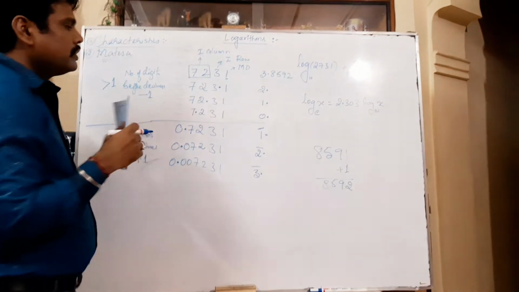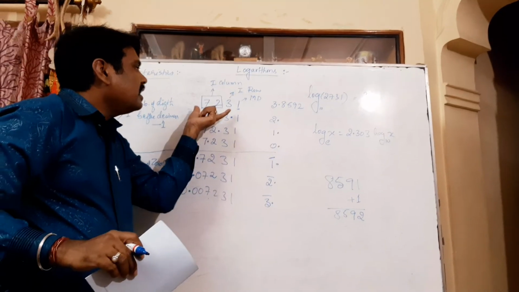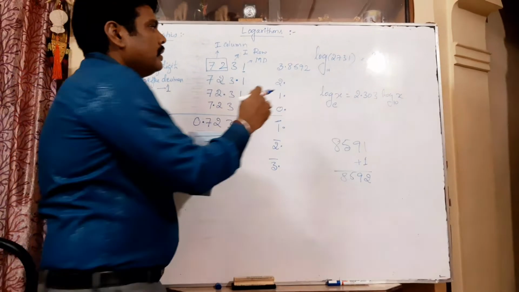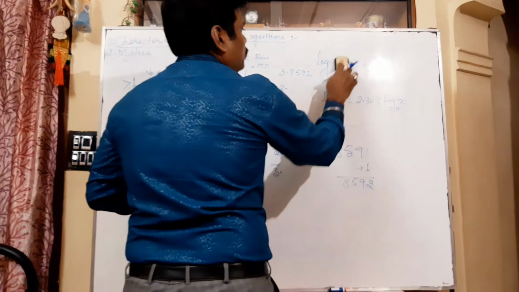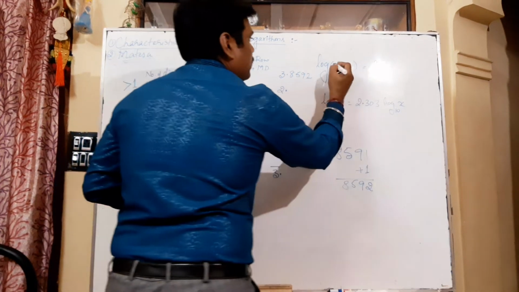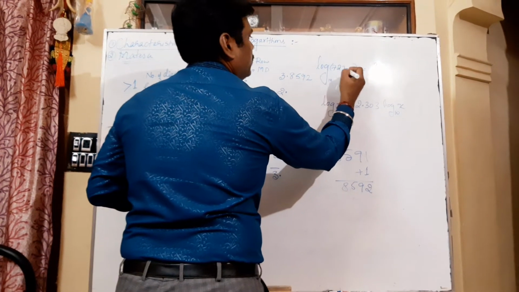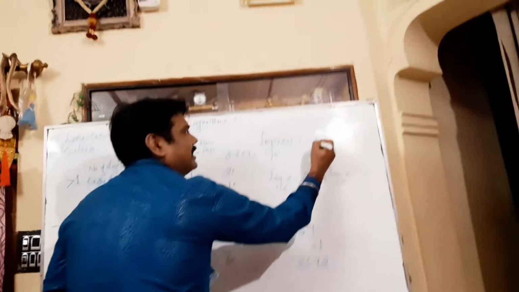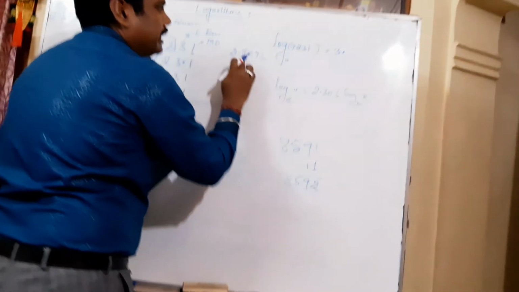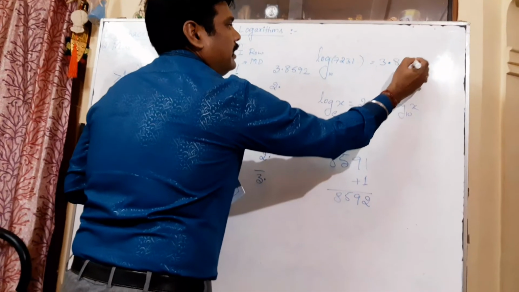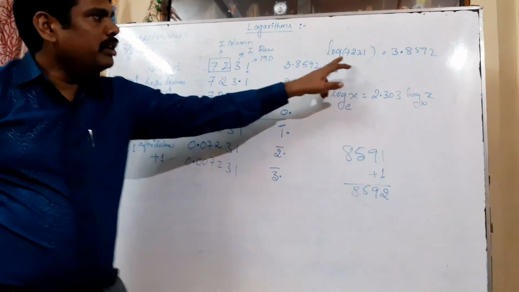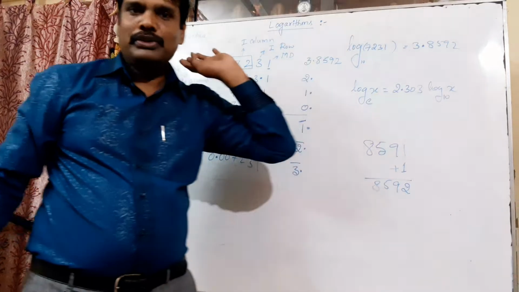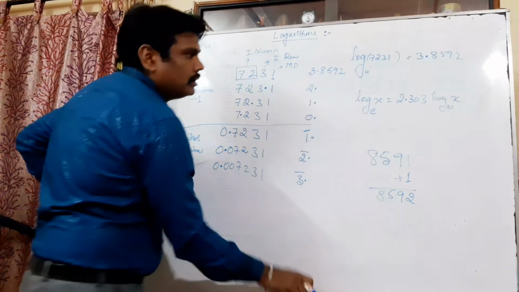This is the logarithmic value of 7231. If I take the logarithmic value of 7231, first we have to write the characteristic, that is 3 point. Later on we write the mantissa, which is 8592. So the logarithmic value of 7231 is 3.8592. Like this, one can write the logarithmic value.